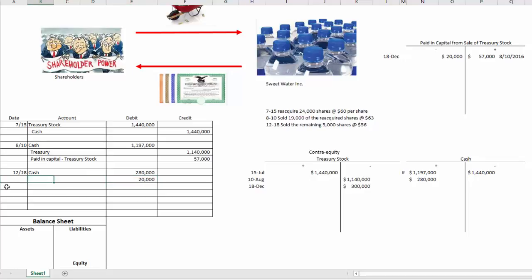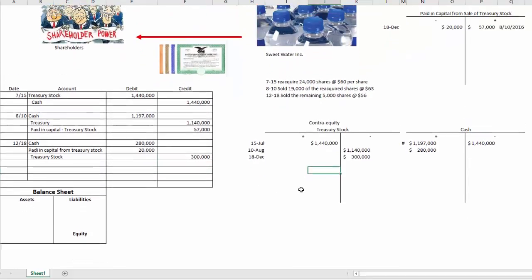So then that's going to reduce the paid in capital from treasury stock. Okay, and then the last thing is to credit the treasury stock account for the $300,000, which completes our entry.